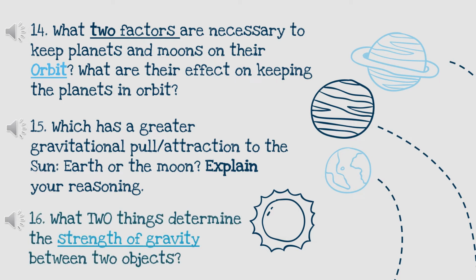Number 17, what two things determine the strength of gravity between two objects? Number 1 would be distance. The closer the distance, the stronger the attraction. The further the distance, the less attraction. And number 2, mass. The larger the mass, the stronger the attraction. The less the mass is, the weaker the attraction is.